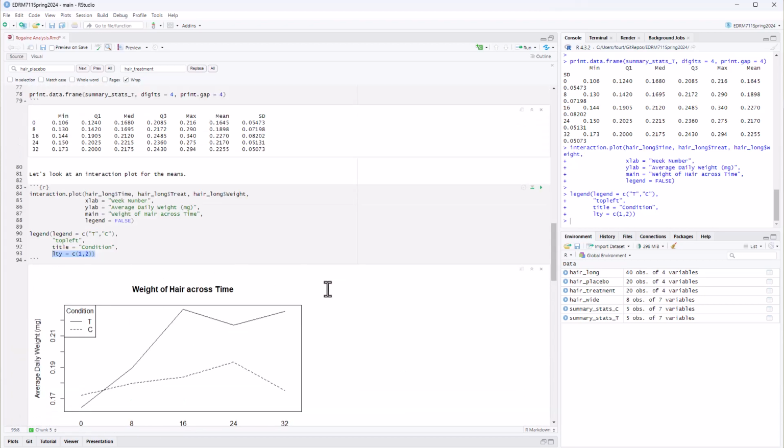Okay, so now what we want to do is look at the inferences that we can make, and so I'm going to turn to that in the next video.